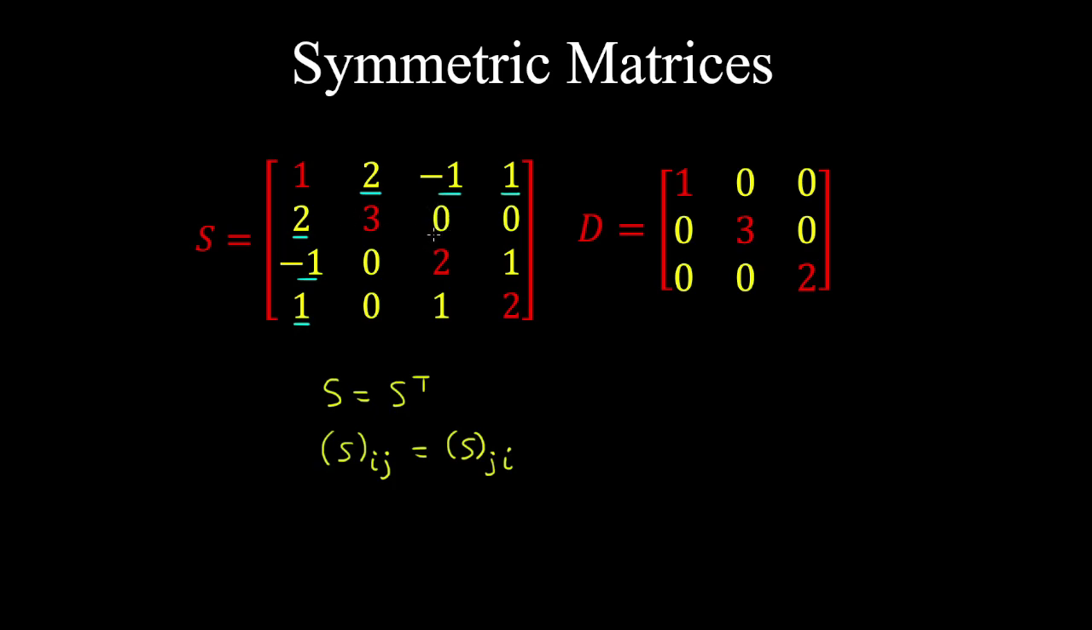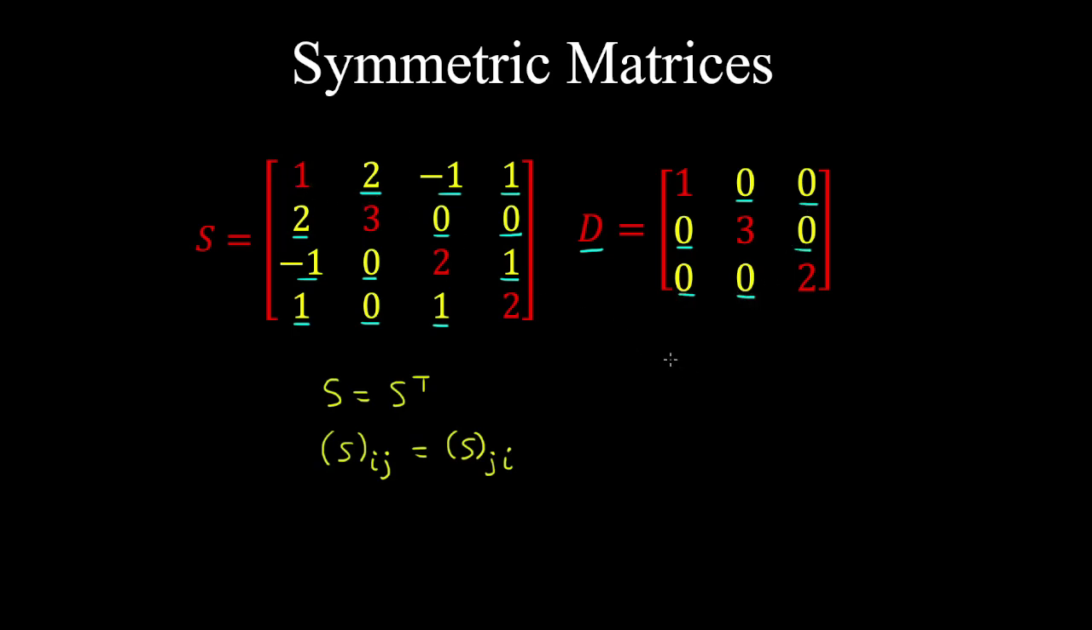So row 2, column 3 is equal to row 3, column 2, and so on. So we can see that all diagonal matrices are symmetric due to having all zeros off the diagonal.